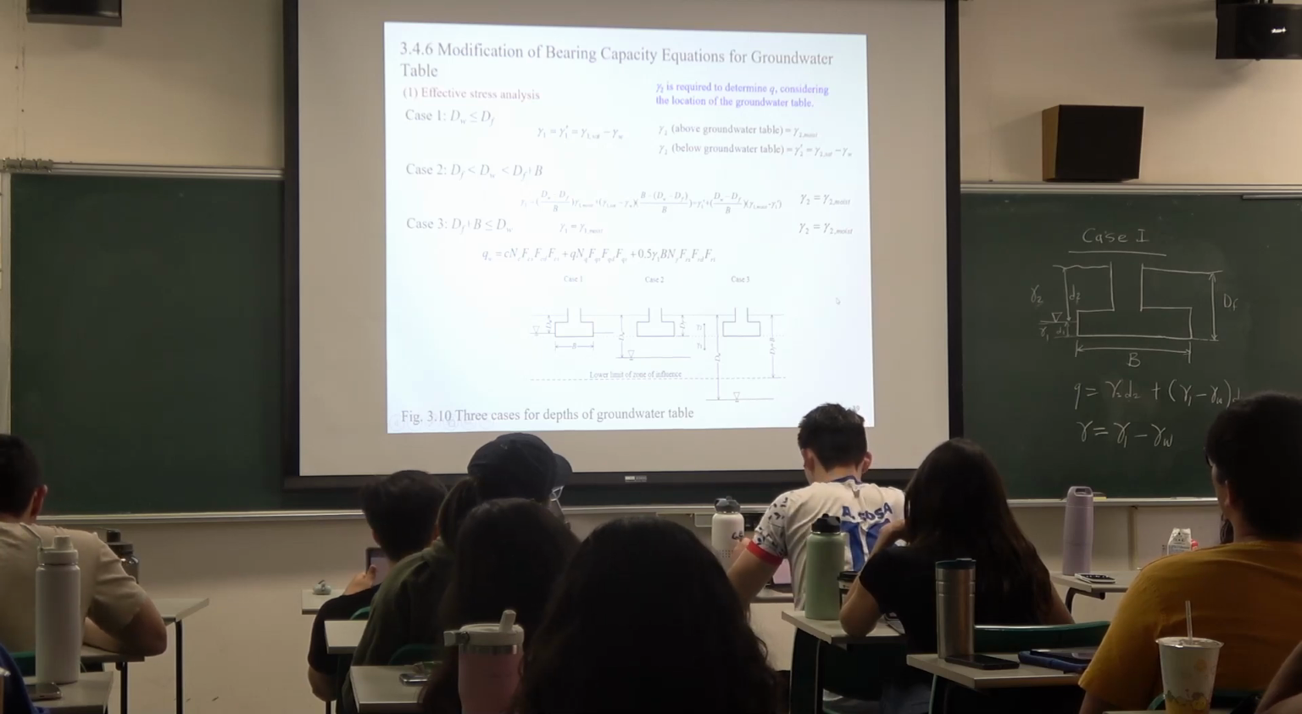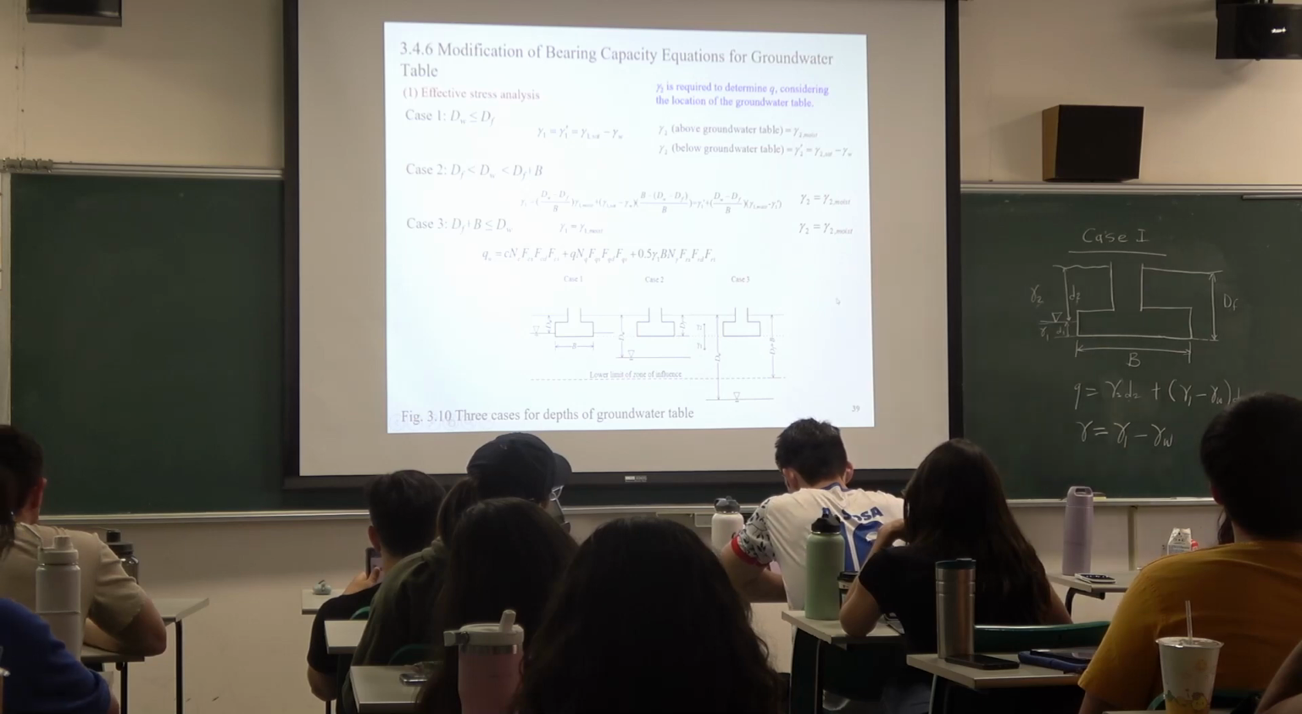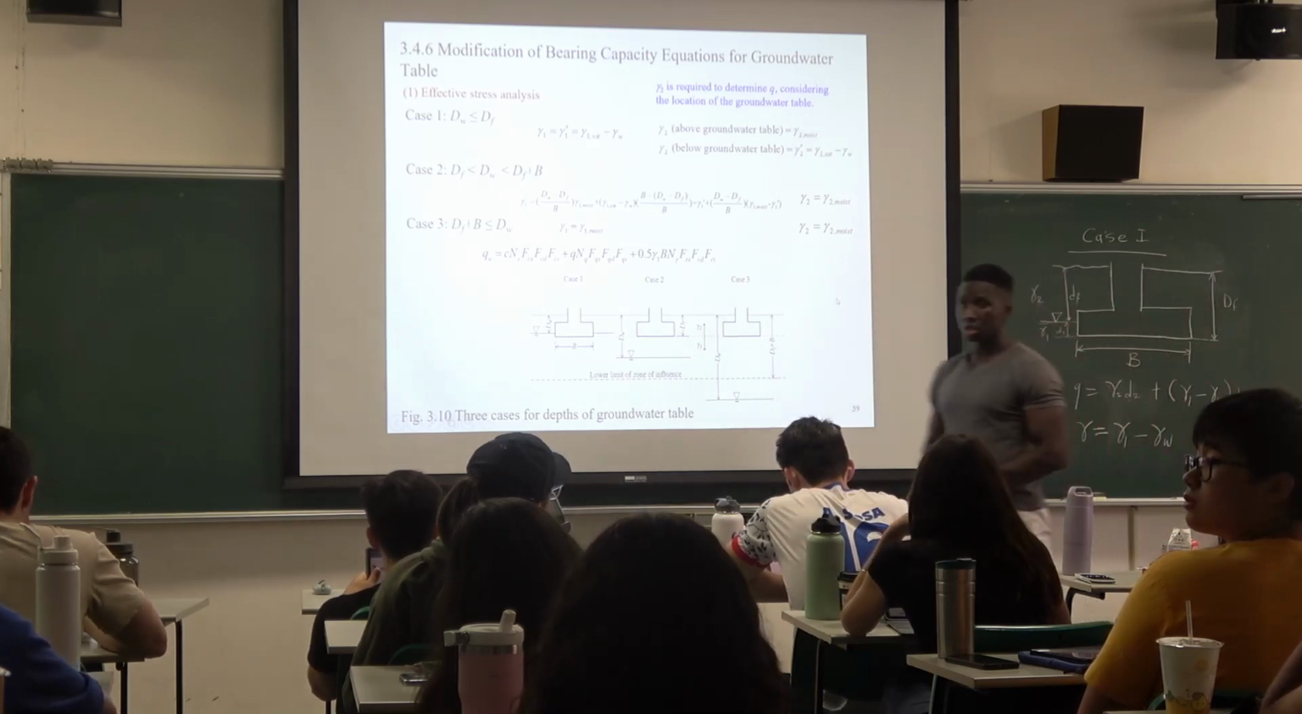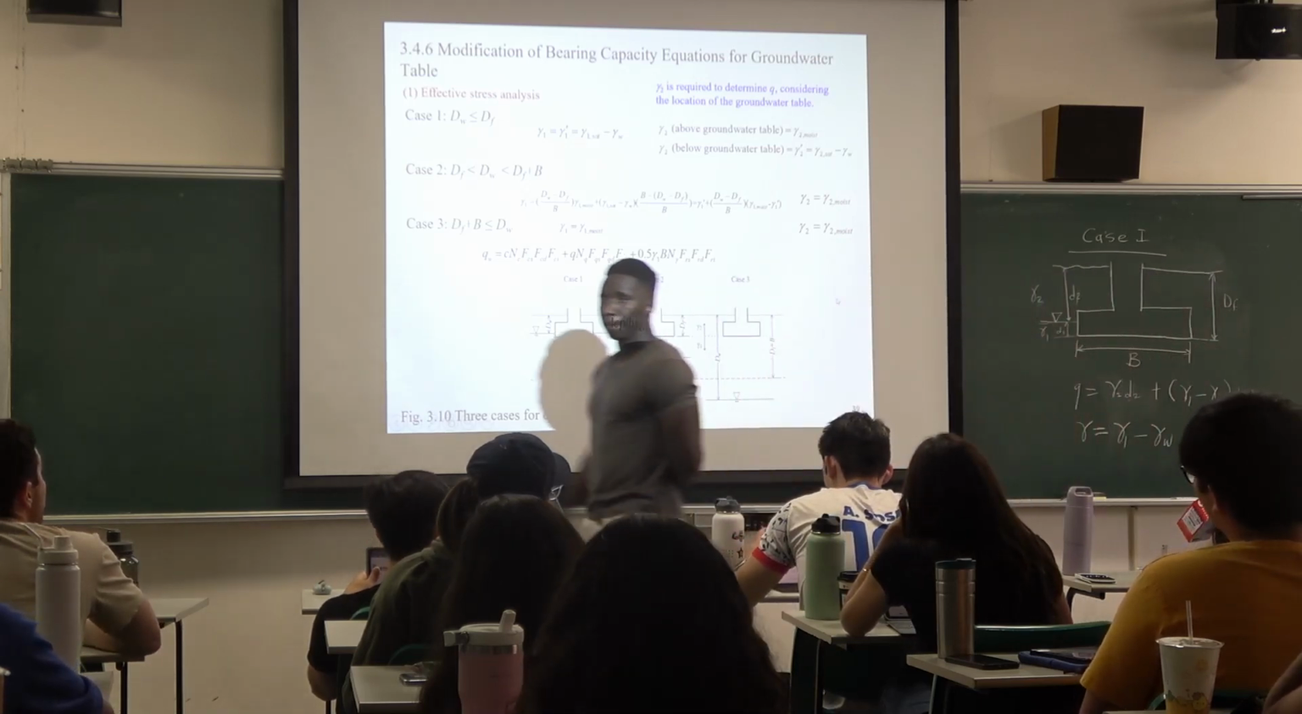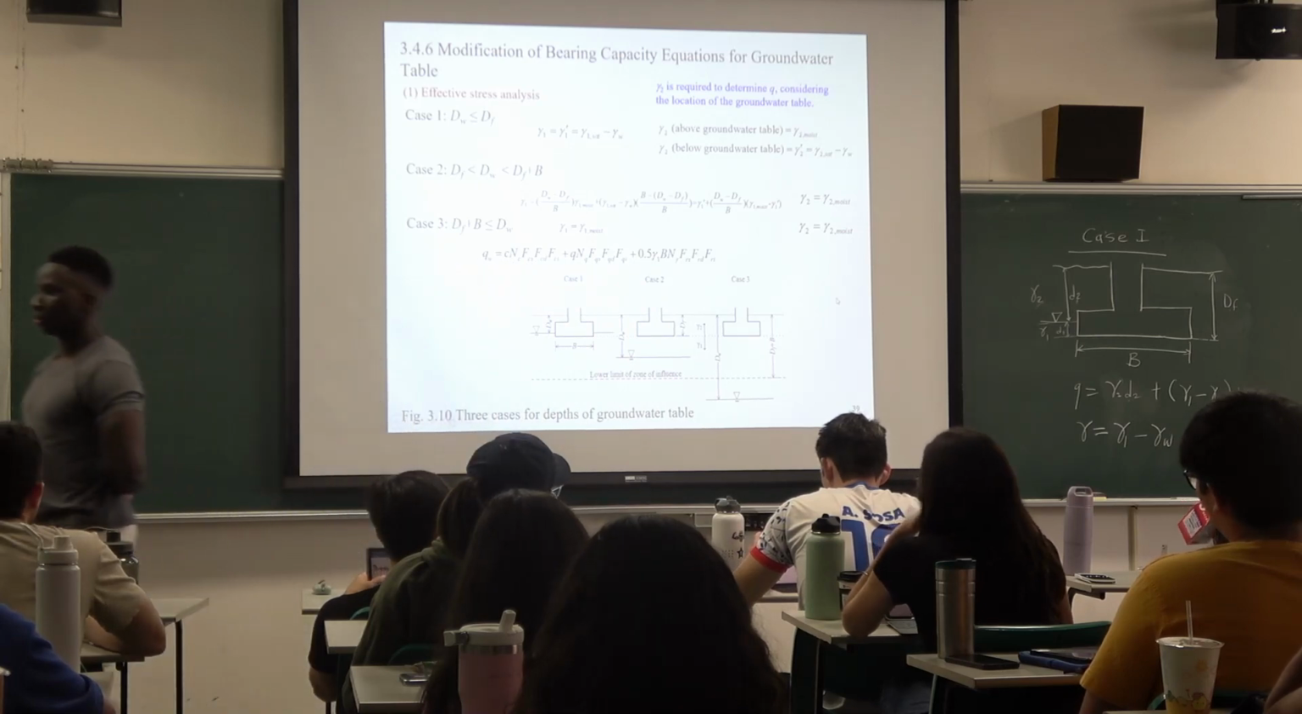Gamma water is 9.81, right? Yes, gamma W is 9.8.